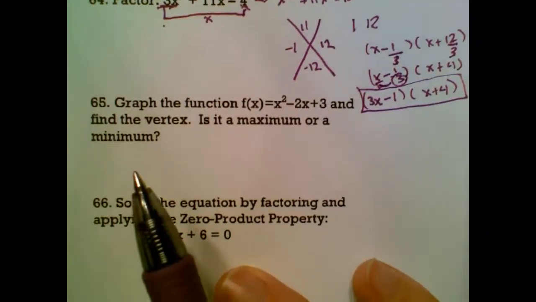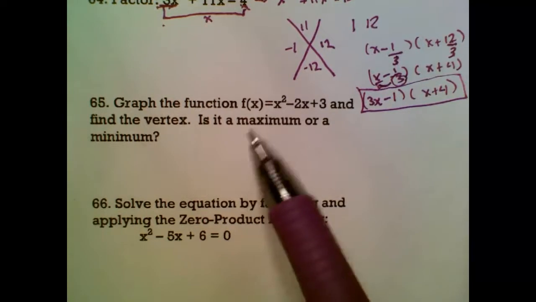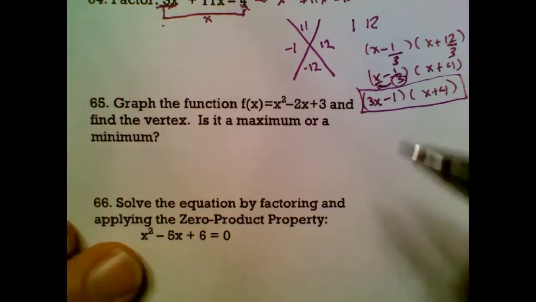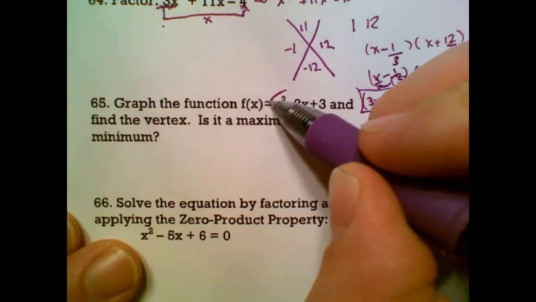Okay, moving on to number 65. Graph the function f of x is equal to x squared minus 2x plus 3 and find the vertex. Is it a maximum or a minimum? Well, you don't really have to graph it to determine if it's a maximum or minimum. The only thing you really need to do is look at the x squared term.